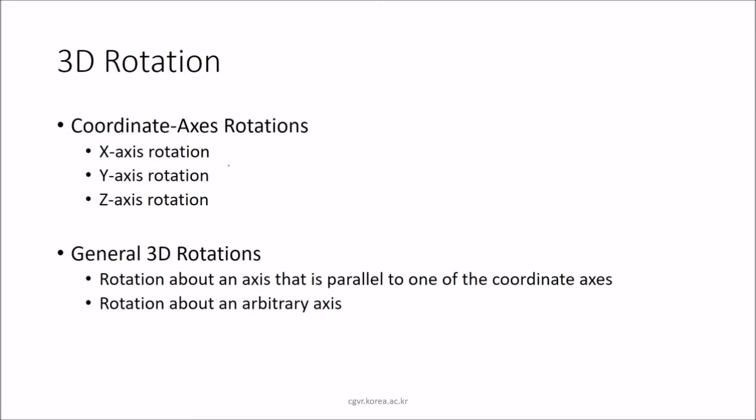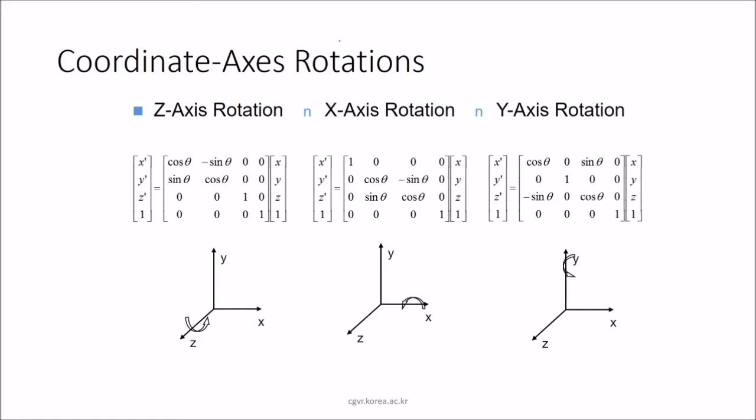Now we come to 3D rotation. This is the coordinate axis rotation. It can be along the X-axis, the Y-axis, or the Z-axis. So there are general 3D rotations. That is rotation about an axis that is parallel to one of the coordinate axes, and rotation about any arbitrary axis. So these are general 3D rotations. The coordinate axis rotation around the Z-axis is given by this matrix, the X-axis by this matrix, the Y-axis by this matrix. So this is Z rotation, this is X rotation, this is along the Y direction.